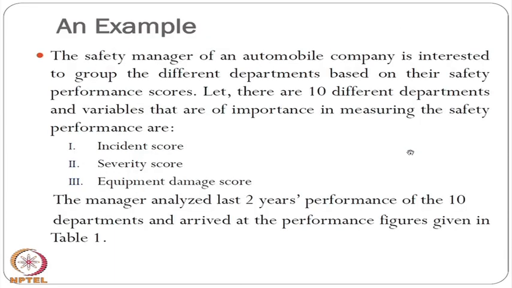Let us start with an example. The example is, the safety manager of an automobile company is interested to group the different departments based on their safety performance scores. Let there be 10 different departments, and variables that are of importance in measuring the safety performance are incident score, severity score, equipment damage score. The manager analyzed the last 2 years performance of the 10 departments and arrived at the performance figures given in table 1. So, what is essentially happening here?